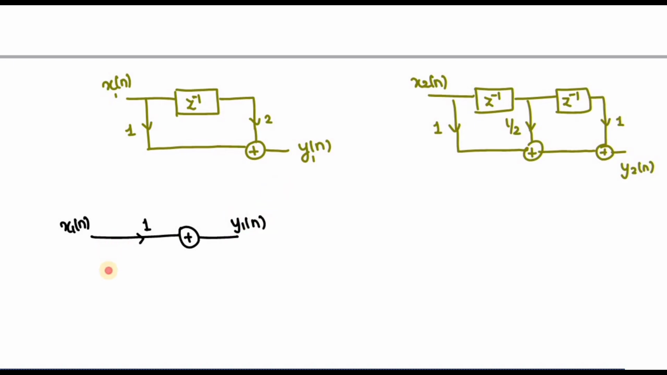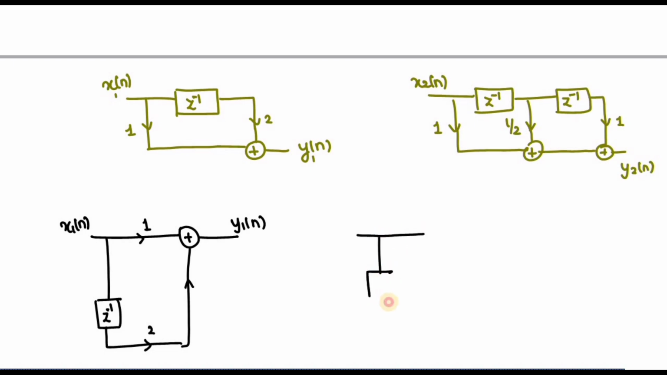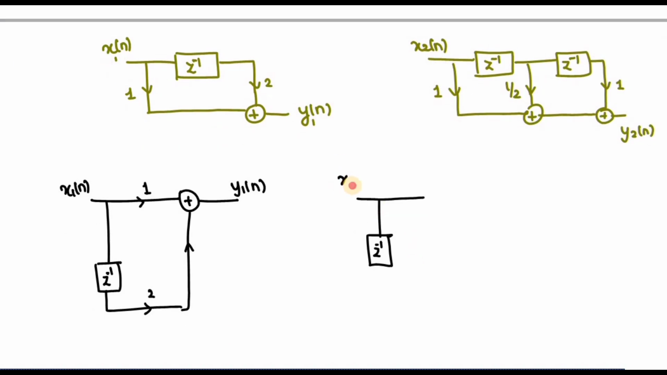Only I have modified it like the cascade form realization. Okay. So this is your h1 of z, and likewise I can draw it for h2 of z. Okay. So always you have the h1 of z term at the left hand side and the plus at the right hand side. Okay.